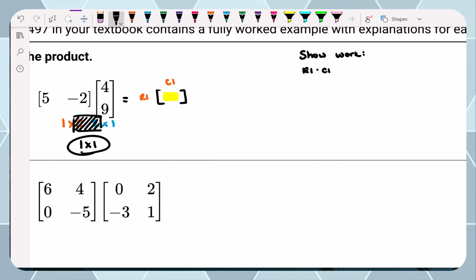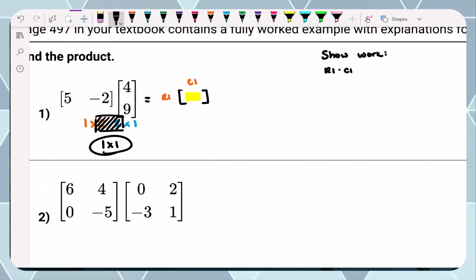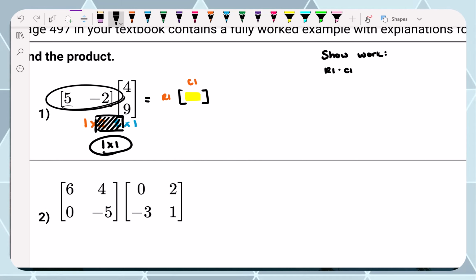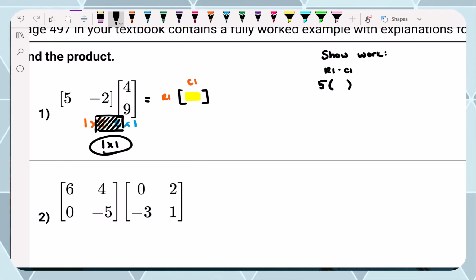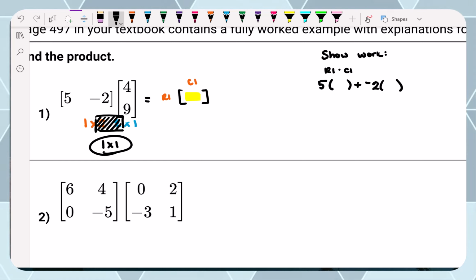Okay, so here's what you do. This is your first row. That's row 1. So I'm going to write down these two numbers, but I'm not going to put them next to each other. I'm going to say 5, but then I'm going to leave a space for its matching column. So I've got 5 plus -2. So now I'm going to pair it up. This is the first row, and I'm going to pair it up with the first column.